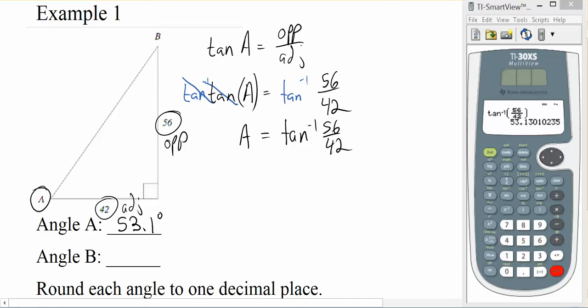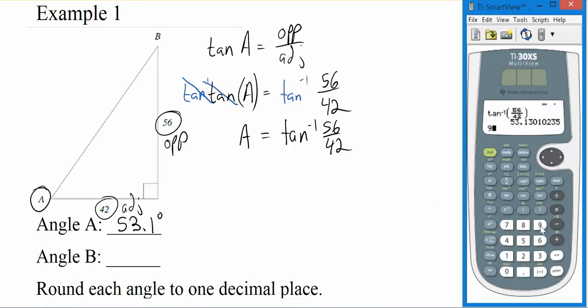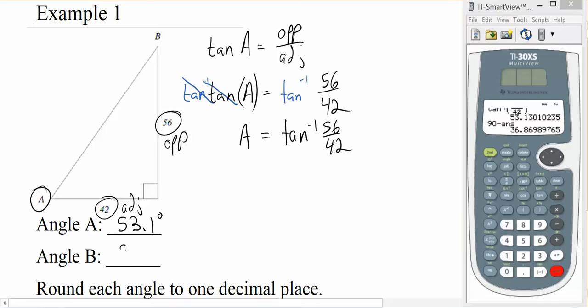Now we could do similar by looking at B and saying the tangent is 42 over 56 and use the calculator for that. But even easier is to realize that angles A and B are complements of each other. And so they're going to add up to 90 degrees. And so we could just say, hey, what's 90 minus this answer? And you can do second and then the negative sign to put the answer in your calculator. That's the answer to the previous problem. And we see that it's 36.9 degrees.